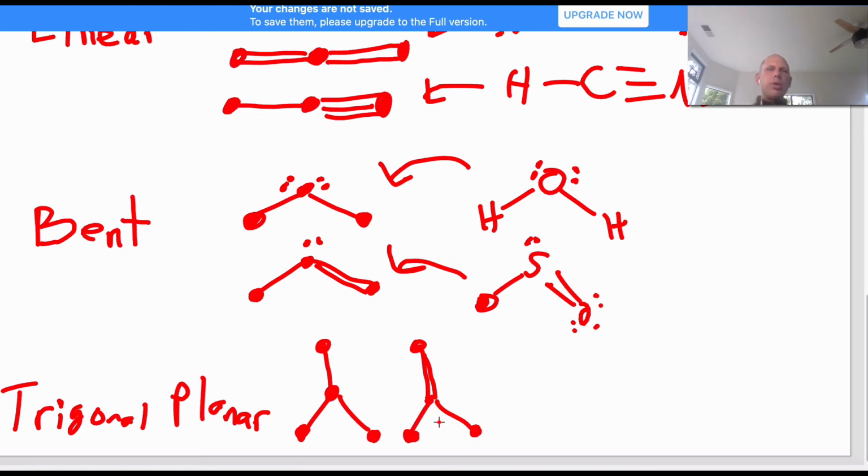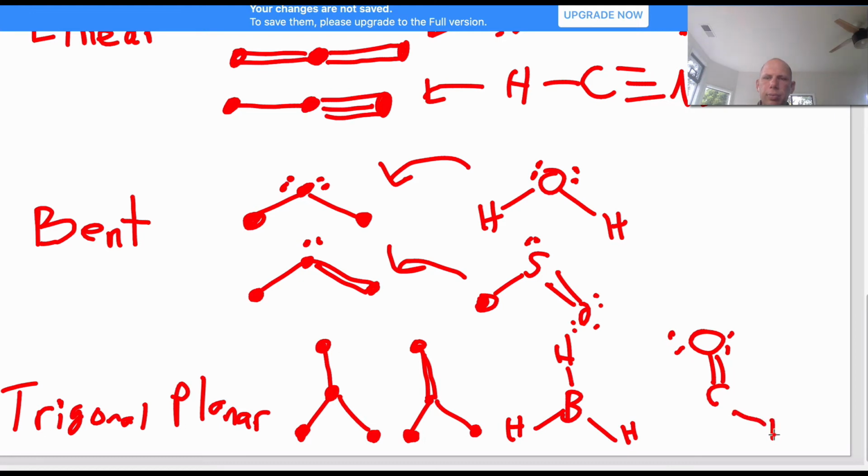Okay, so one thing you notice about this is that there are three things attached now, but there are no lone pairs on that central atom, which makes it planar or fall into the plane of the board. And examples of the first one would be like BH3. Remember, B is an exception. Okay, or an example of the other one is formaldehyde. Okay. I want you to notice here again, three things attached, no lone pairs on the central atom.